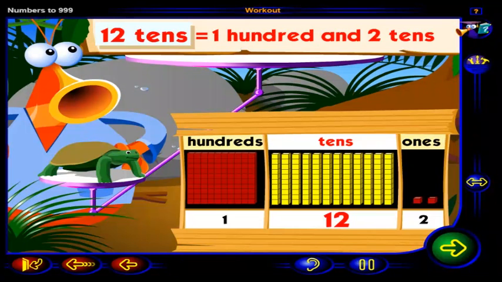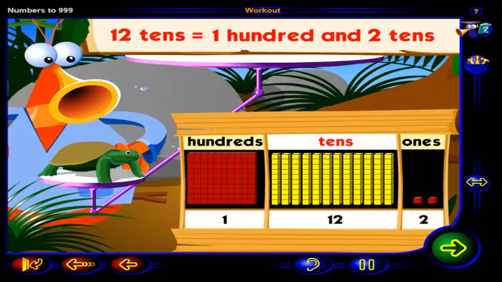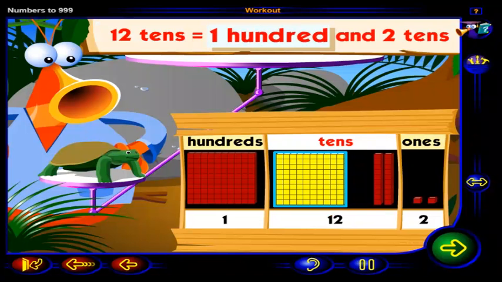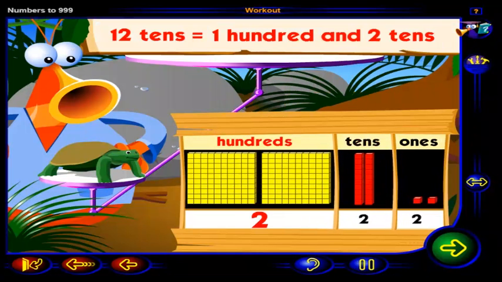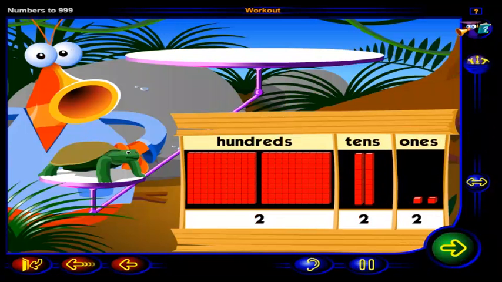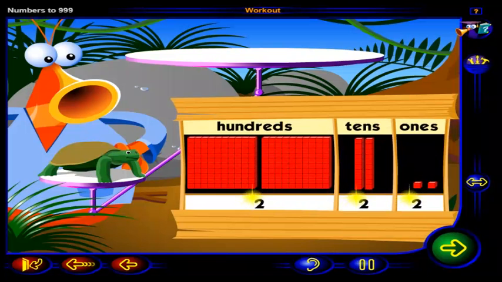Since 12 tens is 100 and 2 tens, you can group these 10 tens together to make 100. Moving these blocks into the hundreds place, you now have 2 hundreds, 2 tens, and 2 ones. Now, to find the number that is 2 hundreds, 2 tens, and 2 ones, look at the value of each place. Click on the digits in each place.